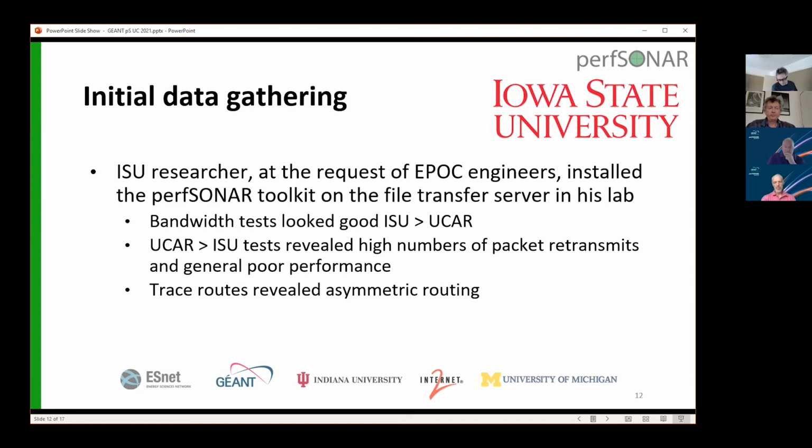TCP windows weren't scaling. As soon as it tried to ramp up and increase the TCP window, there'd be a bunch of errors and it would shut right back down. And there was just no good way to get data through with as many errors as we were seeing. We also noticed that the route out of the campus was different than the route back into the campus. And it seemed to be inside the campus itself that the route change was occurring, not out in the wild.